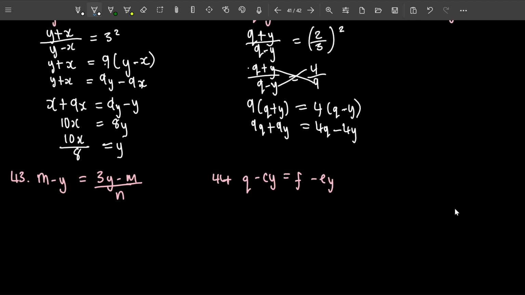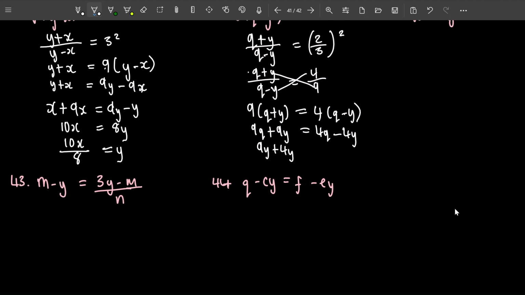Well, who's bigger, 9y or 4y? 9y. So where am I going to take the y's? To the left, because that's where 9y is positive. Well, lucky for me, 4y will also be positive. So 9y plus 4y, because it was negative on the left. When it goes to the right, it will become positive. Be alert. Don't make a mistake here, please. After doing all this hard work, you make a mistake.